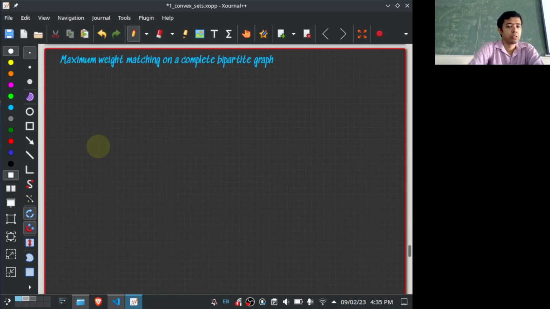Okay, so we look at another problem which I call max weight matching on a complete bipartite graph. So the problem is the following. You have n people. I mean, this goes under various names. Max weight matching. It also belongs to a class of problems called the stable marriage problem, and so on.